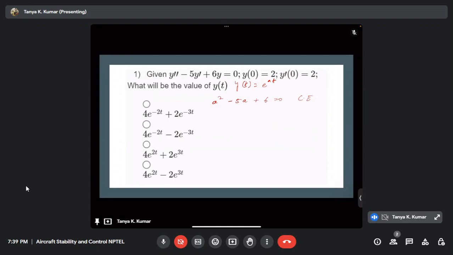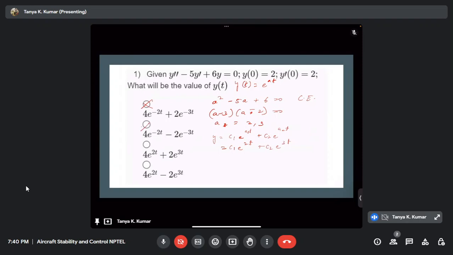Now what are the roots of this equation? How do you find the roots? Let's try solving this. This is (a minus 3)(a minus 2) equal to 0. So the roots are 2, 3. And what is the solution? y is equal to c1 e power a1 t plus c2 e power a2 t, that is c1 e power 2t plus c2 e power 3t. So straight away you can eliminate two options. It's one of the last two.